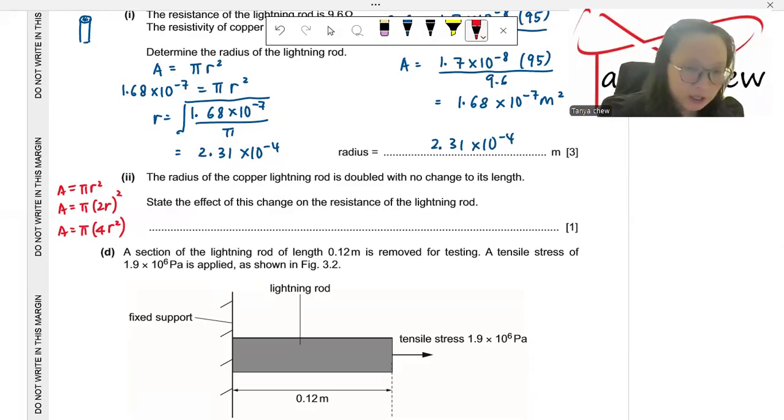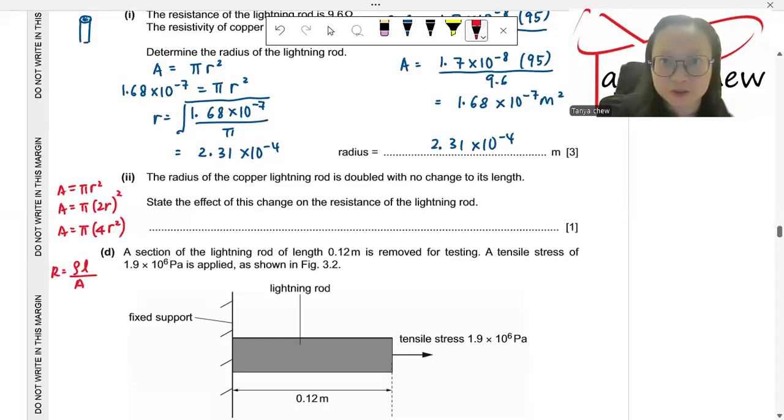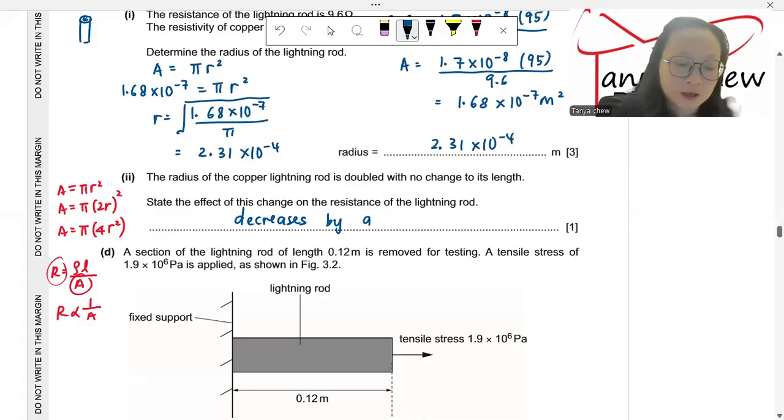That is why the resistance R is equal to rho L over A. Everything else is constant. It is just that R is inversely proportional to A. But since A increased by a factor of 4, R will have to decrease by a factor of 4. That is why I say R decreases by a factor of 4 to be exact.